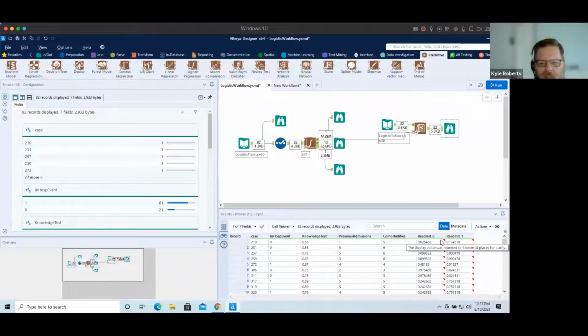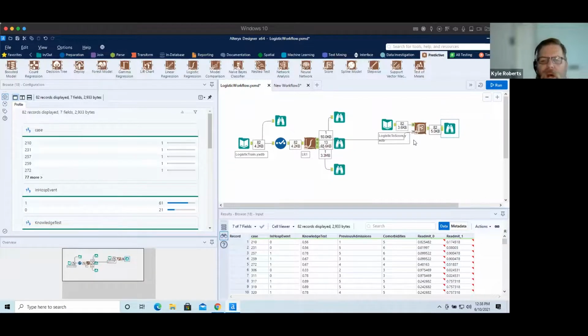So you see we have 2 new variables in our model. We have readmit 0 and we have readmit 1. Now, what are these? If you look at them, you can see 0.825 plus 0.175 adds up to 1. So what Alteryx is doing is giving you the probability of this first person being a 0, and the probability of them being a 1.